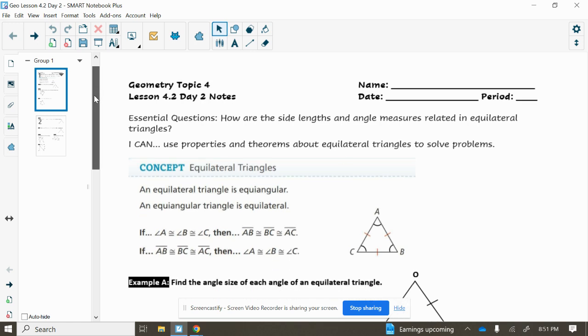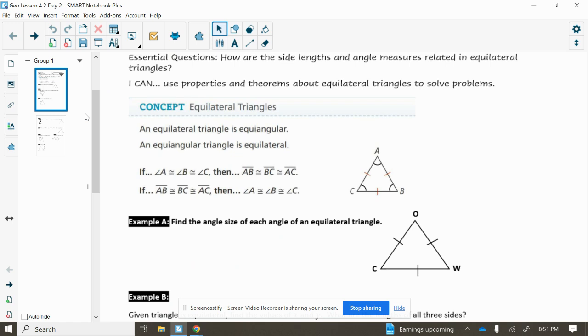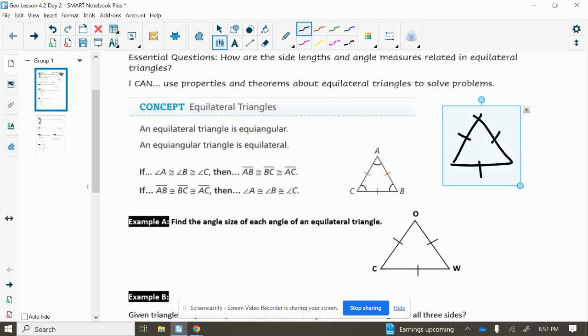Now, equilateral triangles are isosceles triangles because they have at least two congruent sides, but they take it a step further where we have three congruent sides and three congruent angles. So each time you have an equilateral triangle, you know all of the sides are congruent to each other, as well as all of the angle measurements.